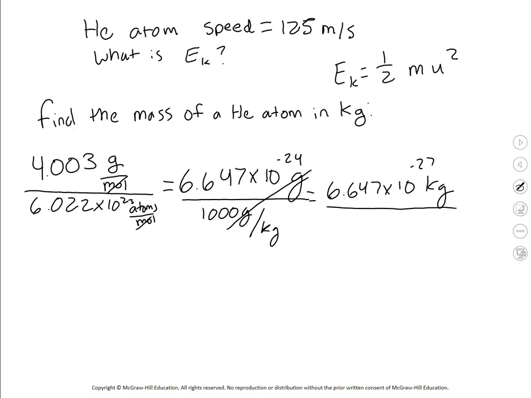So this is our mass. It goes in right here. Now we can plug everything into our kinetic energy equation. Kinetic energy is 1/2 of that mass.